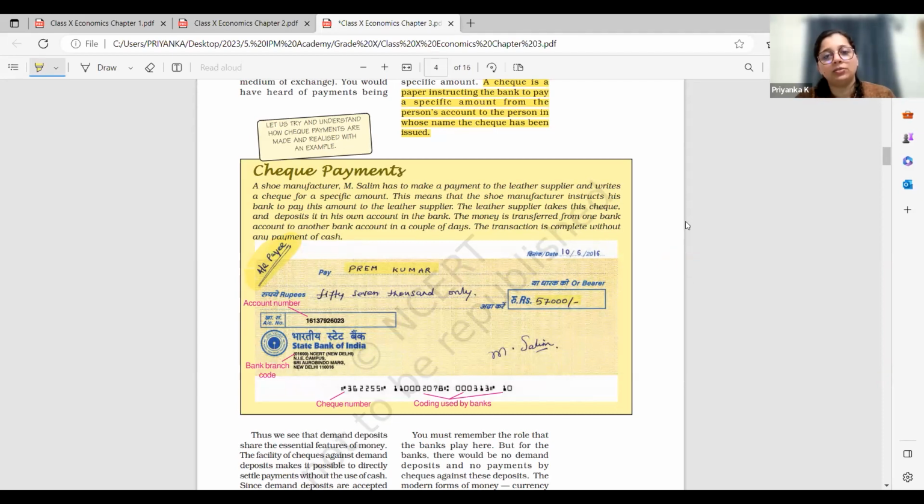So we have different kinds of check, but the most common forms of check that we use today are the cash check and this cross check. Just adding to this for those who don't understand.